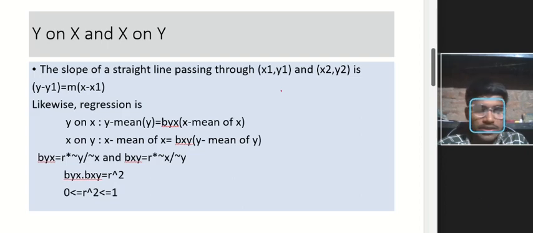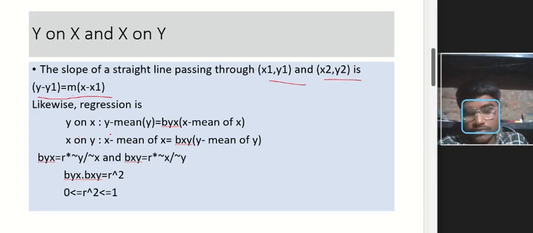For any straight line passing through two different points, let them be x1, y1 and x2, y2, the equation will be y minus y1 equals m into x minus x1. We all know this topic.